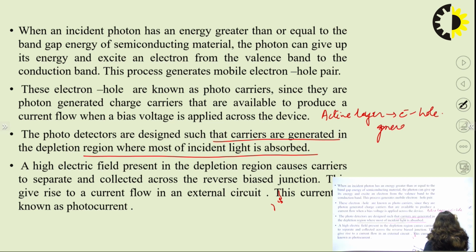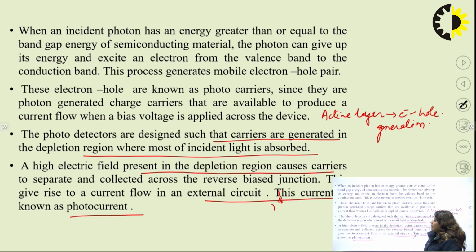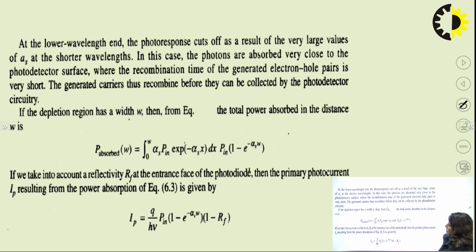In the active layer the electron hole pair is generated, and a high electric field present in the depletion region causes these carriers to drift across the junction, and that is why there will be a flow of current in the external circuitry. This current is known as a photocurrent. So, this is how the photocurrent is generated in a PIN type of photodetector. At a particular lower wavelength end, the photo response cuts off as a result of very large values of alpha S.